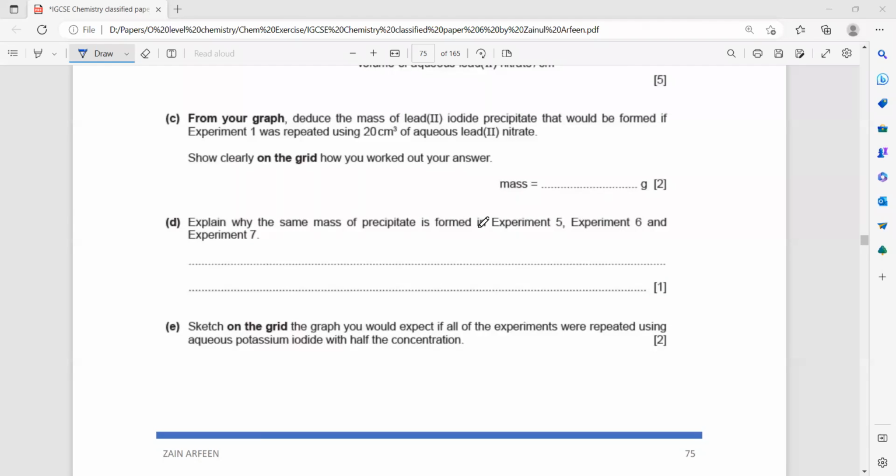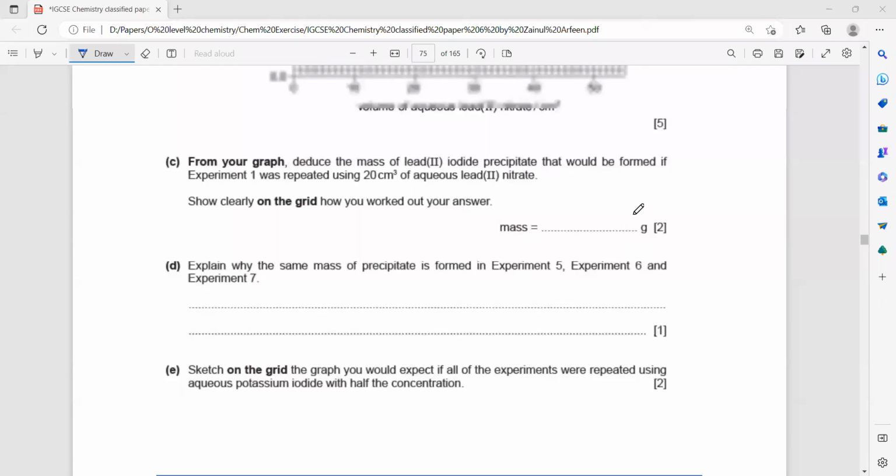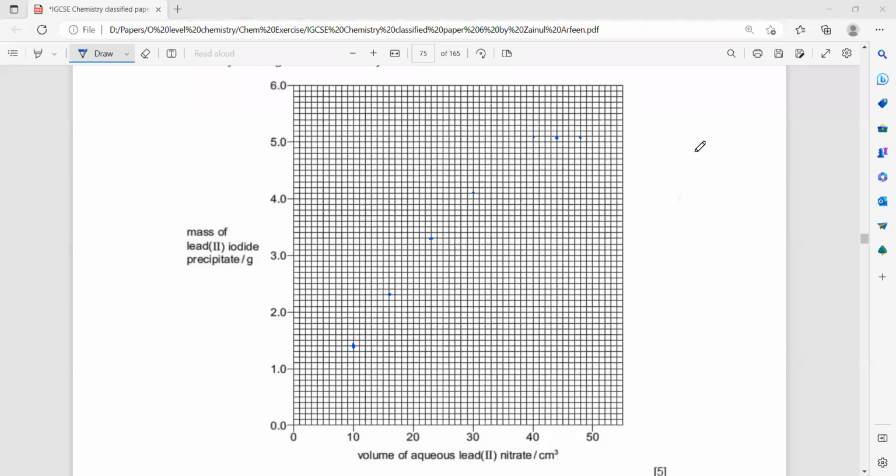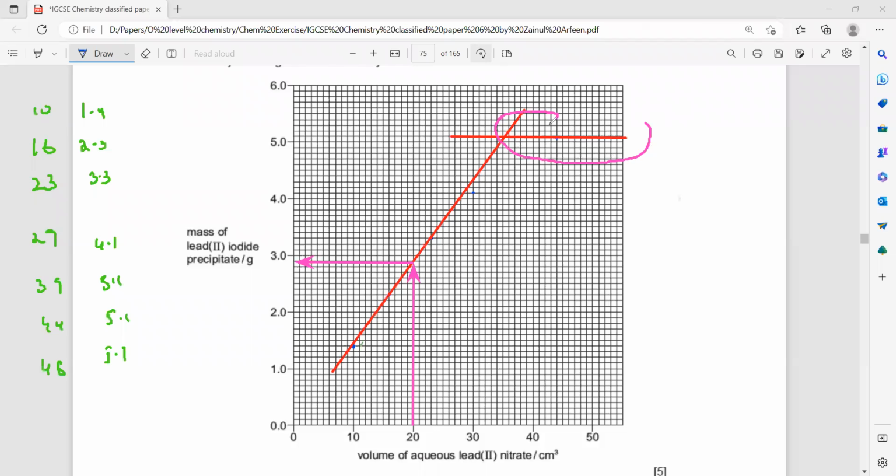Explain why the same mass of precipitate forms in experiments 5, 6, and 7. Why is the mass of precipitate not changing here in this part? What is the reason? What might be a reason why the mass of precipitate is not changing? The limiting reagent runs out. Yes, the limiting reagent is used up, so one of the reagents which is limiting is used up.